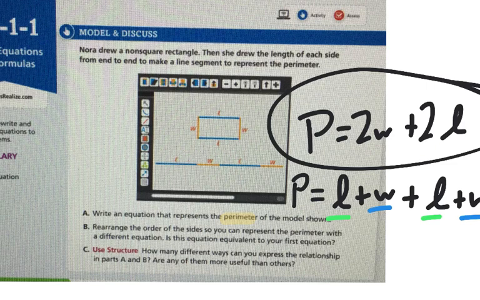B says to rearrange the order of the sides so you can represent the perimeter with a different equation. Well, I've already done that. Sorry. So I need to start reading ahead. Okay, so their first one is L plus W plus L plus W. Now, we've already rearranged that to make it into 2W plus 2L. So really, this is the first answer. That one's A part. And B part is the second answer.